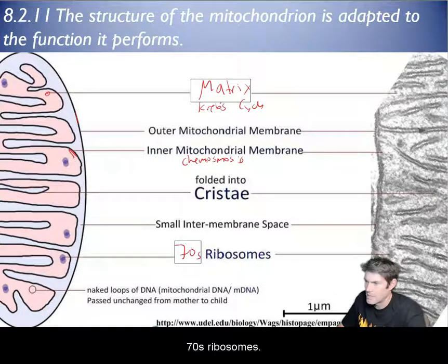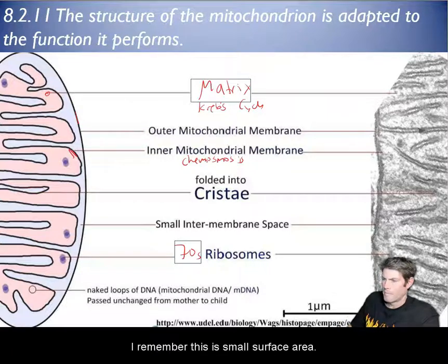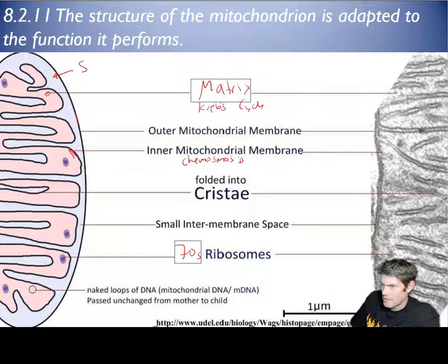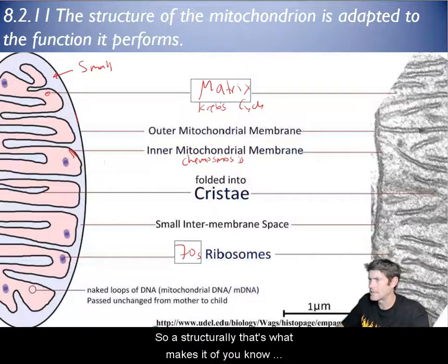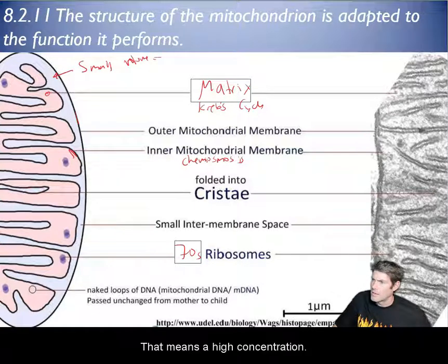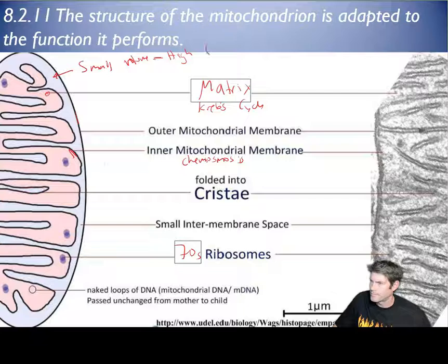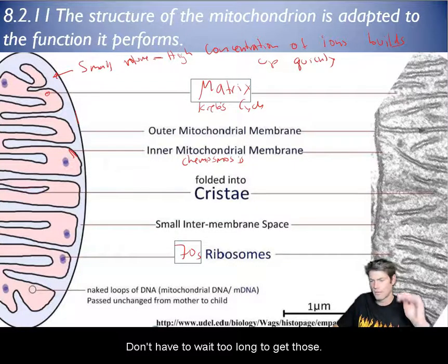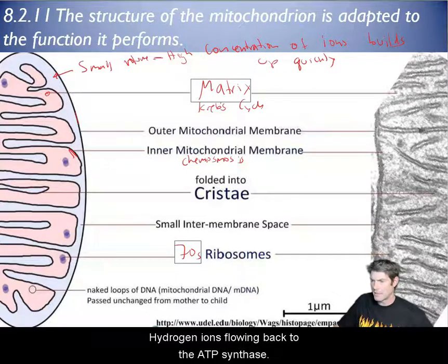And 70S ribosomes. Now remember, this is small volume, so structurally, that's what makes it well adapted for this chemiosmosis. That means a high concentration of ions builds up quickly. Don't have to wait too long to get those hydrogen ions flowing back through the ATP synthase.